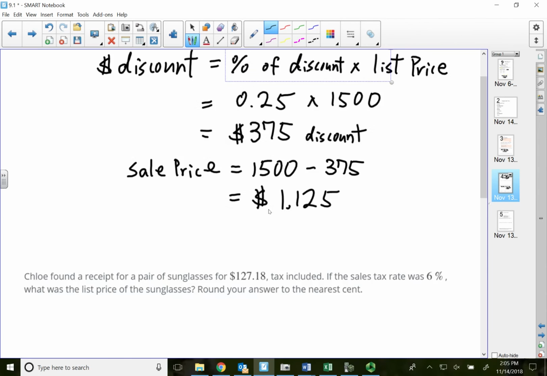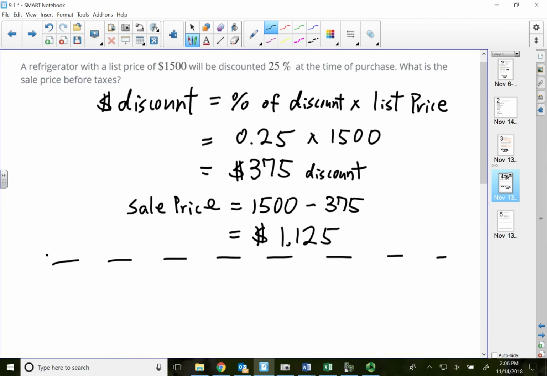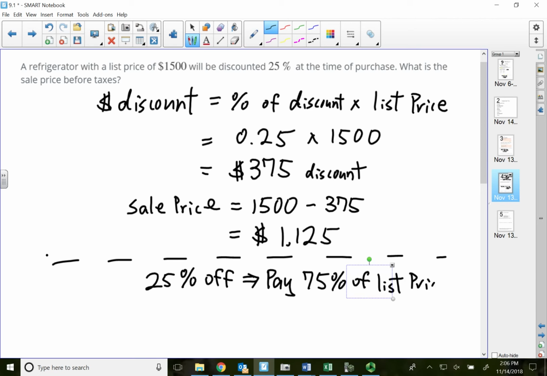So I'm going to explain this problem in a different way now. Another way of thinking about this whole problem is like this. I'm going to get my 25% off the moment I pay, I want to purchase this. So that means 25% off is complement. That means the opposite of 25% off got to be paying 75%, right? If I'm getting 25% off, that means I still got to pay 75% of the list price or the original price.